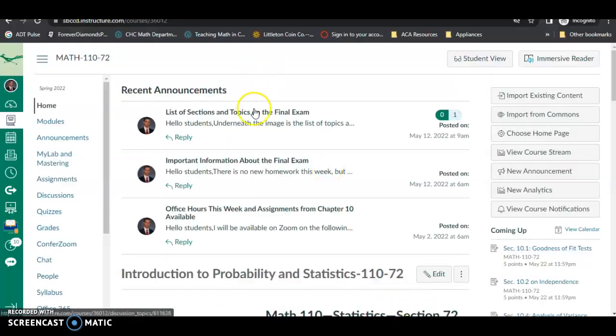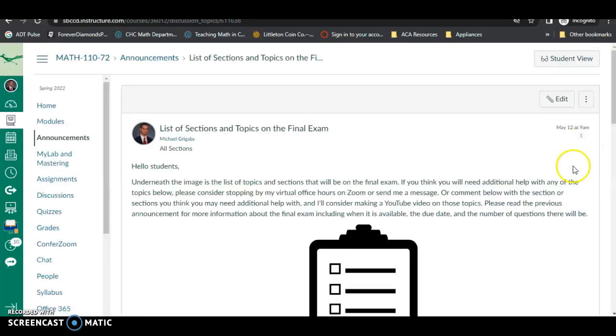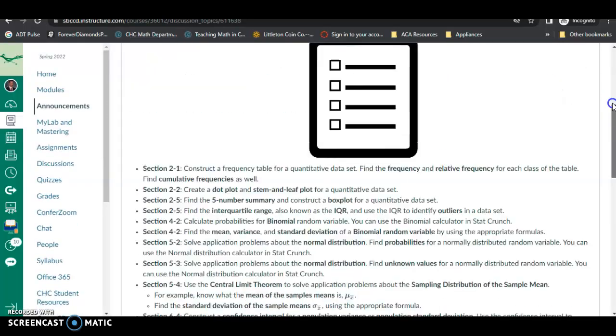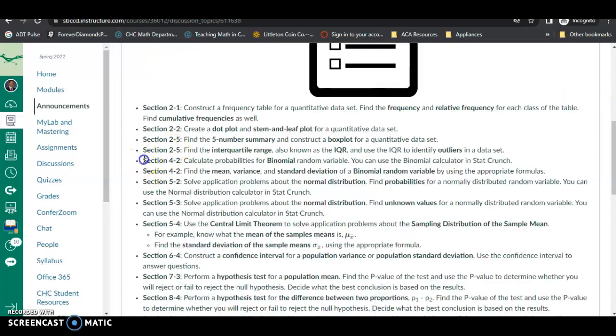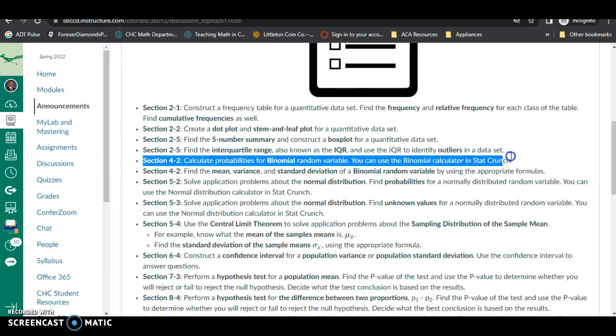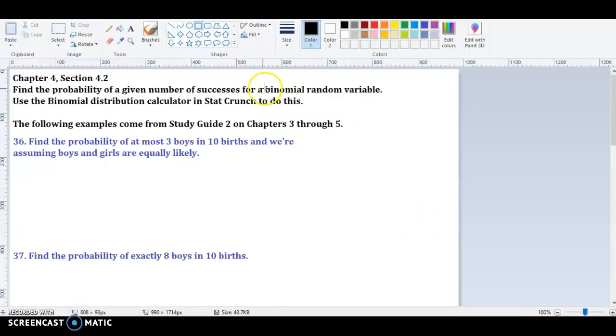So one of the topics that we're going to do comes from chapter 4. Just looking at the announcement with the list of topics on the final, it was from section 4.2, which says that we're going to calculate probabilities for a binomial random variable, and we're going to use the binomial calculator in StatCrunch to do that. We're going to look at some examples from Study Guide 2 on chapters 3 through 5.